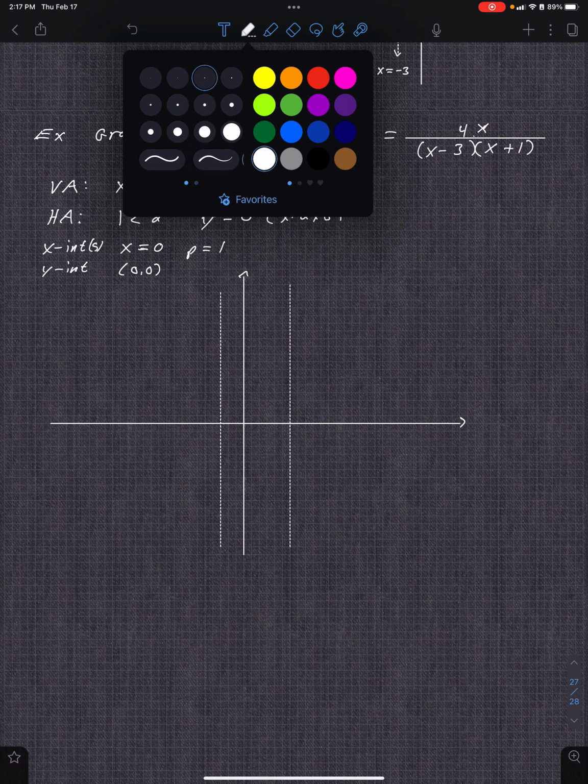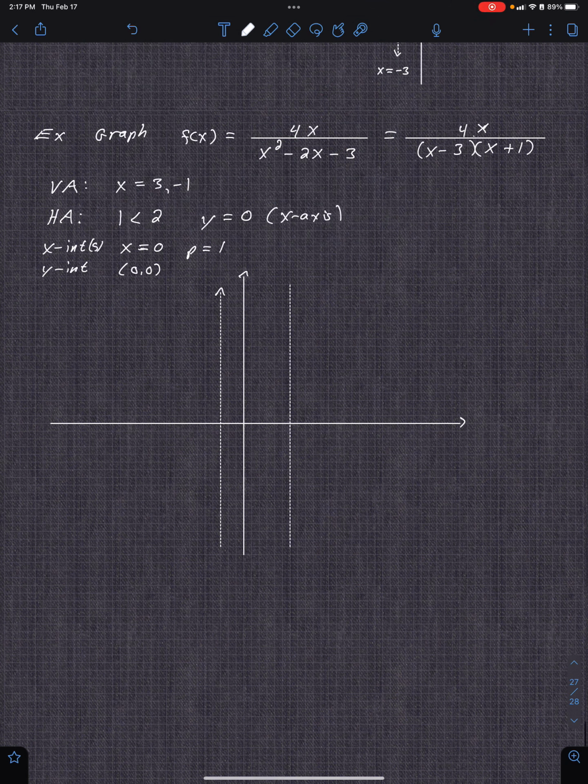Okay. And notice I'm not really counting, I'm just getting close. You just want it to look pretty nice. So here's -1, here's 3. Okay, now here's the thing.